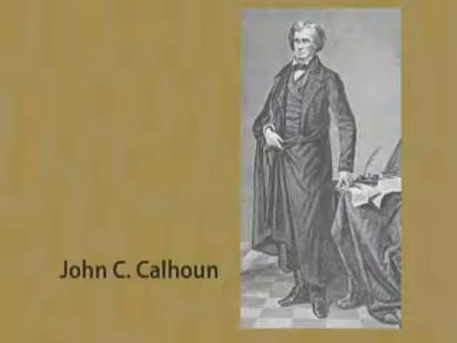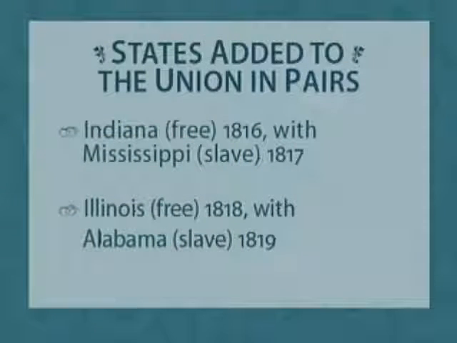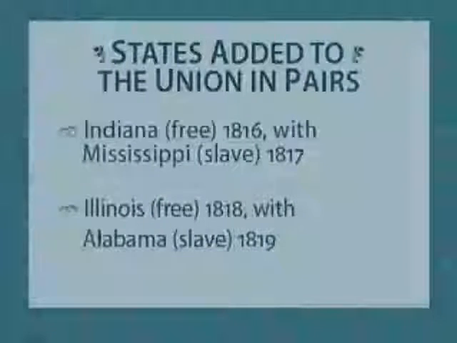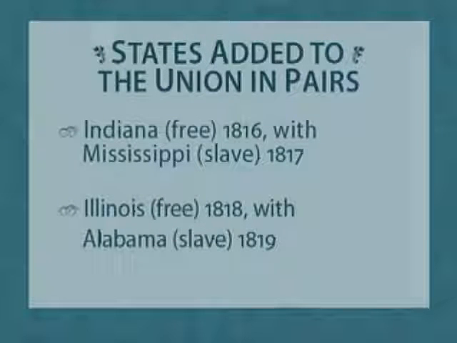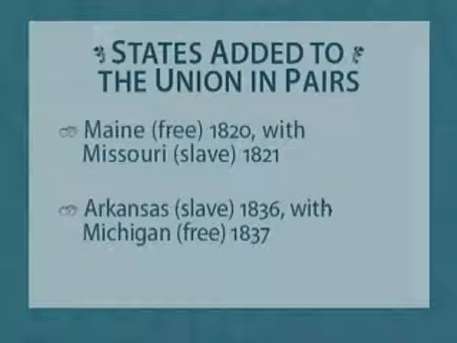States had to be added in pairs, one free state with one slave state. Indiana, 1816, entered the Union with Mississippi, 1817. Illinois, 1818, entered with Alabama, 1819. This arrangement became law with the Missouri Compromise of 1820. Maine entered in 1820 as a free state, accompanied in 1821 by Missouri as a slave state.